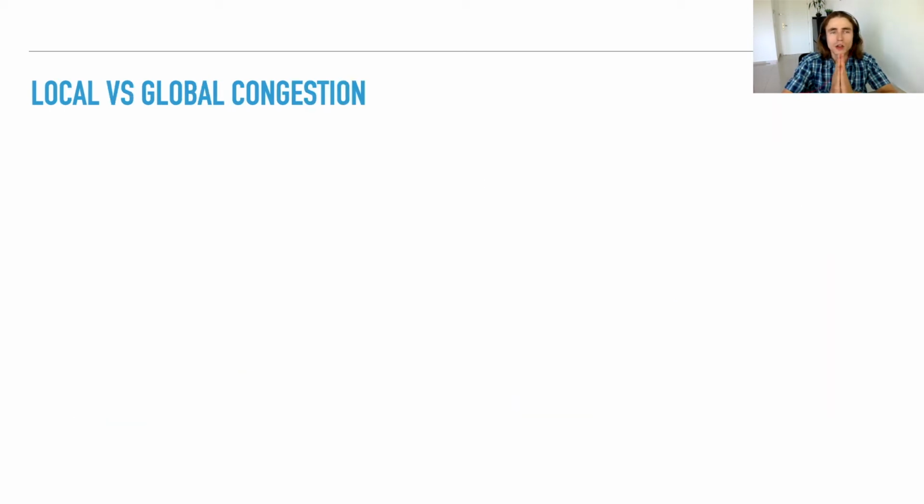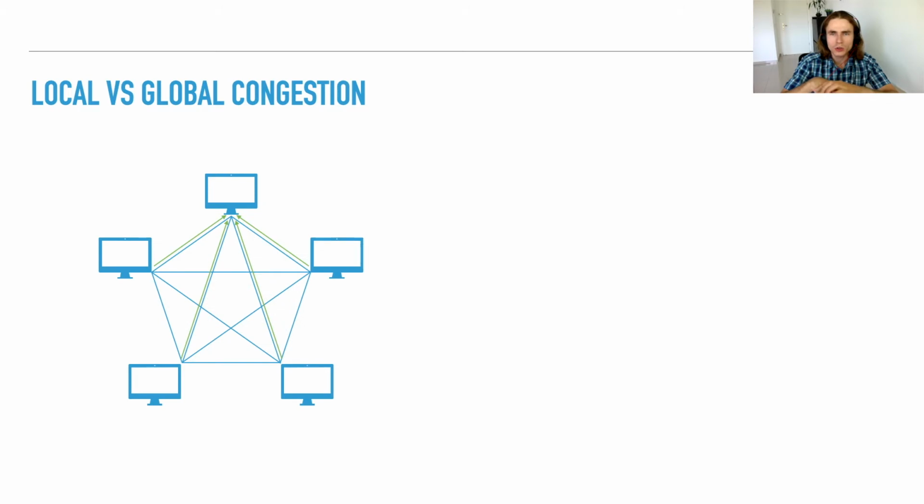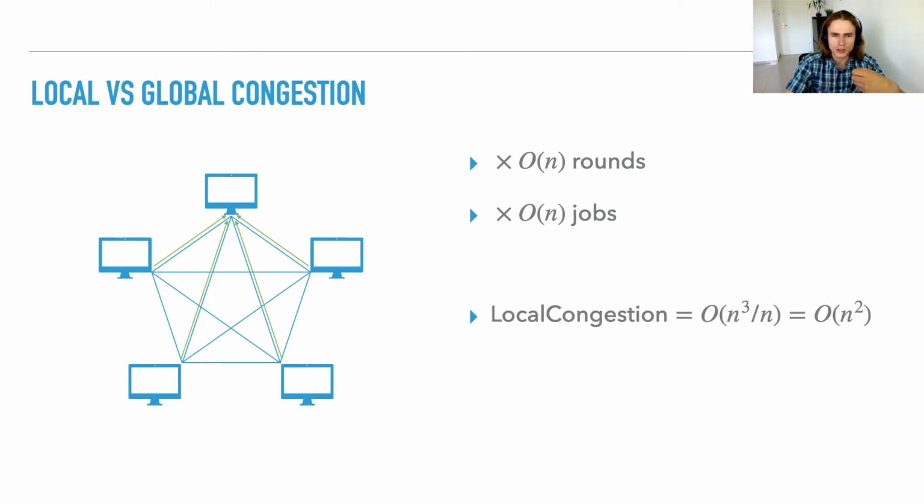Notice that the local congestion can be significantly larger than global congestion. Consider a protocol where each node sends a message to a leader node with identifier 0. Assume it does so for order of n rounds, like in the case where a leader learns the entire graph. Assume that there are order of n jobs like that. Node with identifier 0 receives order of n cubed messages, and those are all messages in the system. This means that the local congestion is order of n squared, while global congestion is only order of n.